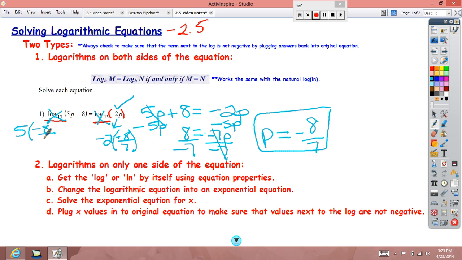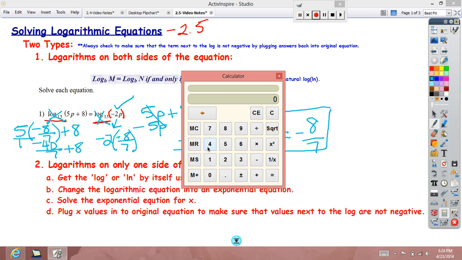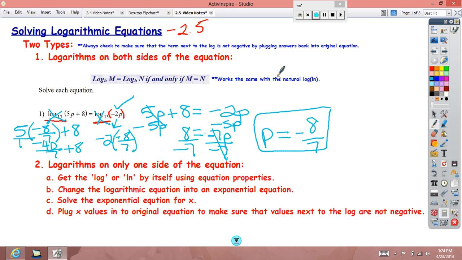This one, 5 times negative 8/7 plus 8. If I multiply here, I get negative 40 over 7 plus 8. 7 goes into 40 about 5 times, since 7 times 5 is 35, so this is going to be somewhere in the negative 5 range. Yeah, I have negative 5.7 something. Even so, when I add that plus 8, this term is going to be positive. Since both of those work, this is a valid answer.